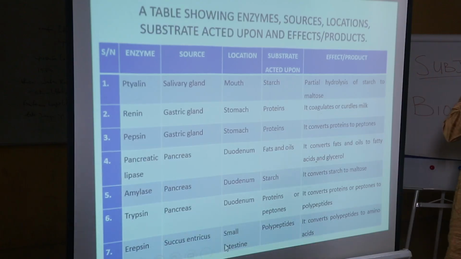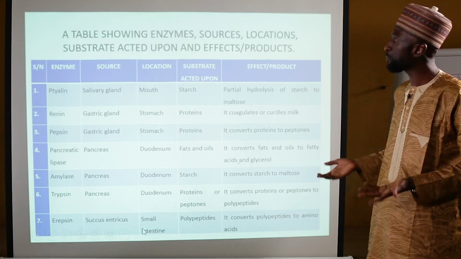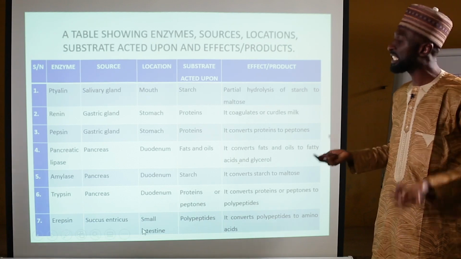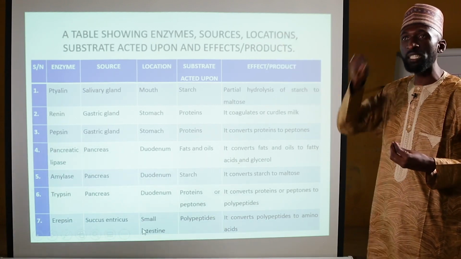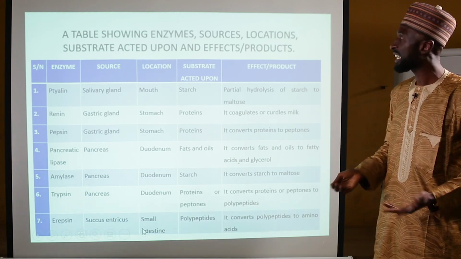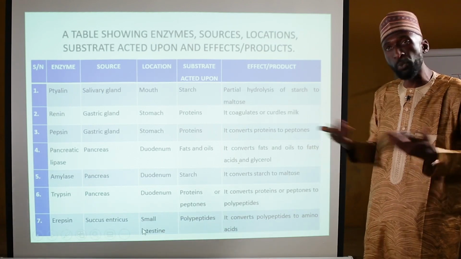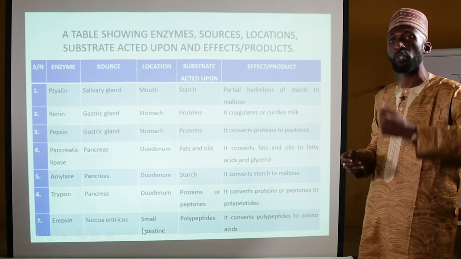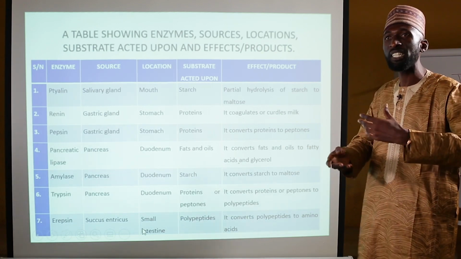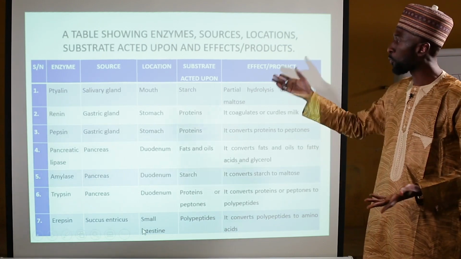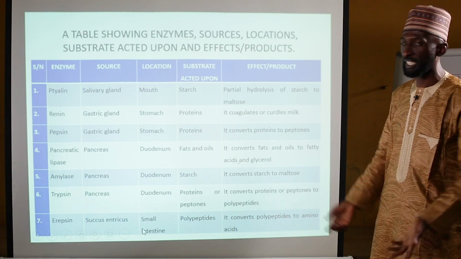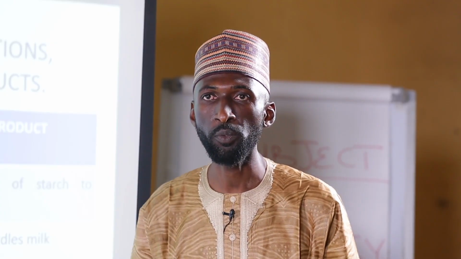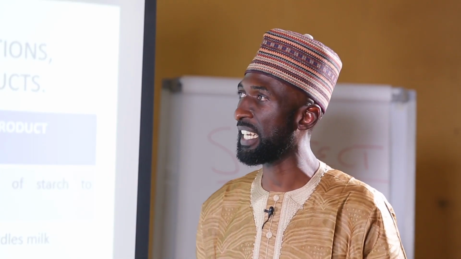So this table has summarized some of the activities of these enzymes, ranging from their sources, their locations, and the substrate, that is the food substance upon which they act, and the resultant effect, that is the product. Because when they act on certain food substances, there is a conversion from one form to another. So with this table, I think we have summarized what happens to all these food substances. On this note, we've come to the end of today's class.